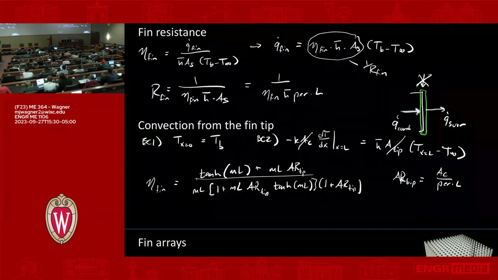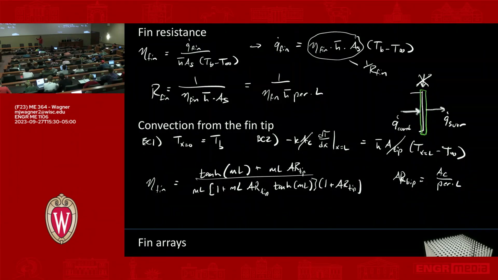The previous version of this eta fin was assuming an adiabatic tip. That was just tanh ml over ml. So if AR tip is very, very small, that's saying the ratio of the area of the tip to the area of the rest of the fin is really small. That goes to 0. What happens to this equation? Well, the ml times 0 in the numerator, then you have ml times 1 plus ml times 0, so that second term goes away, times 1 plus AR tip, so that's just 1. So it converges to the same thing. This is just a modified version for heat loss from the end of the fin.